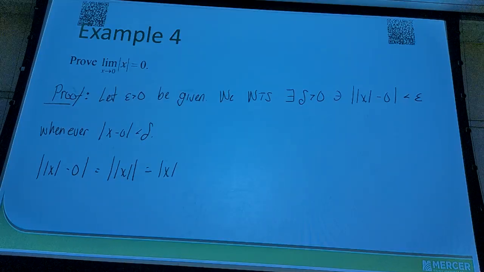Oh, look. That has to be less than delta. Absolute value of x minus 0 is less than delta. So in this case, we just have to take delta to be epsilon, and we're done. Easy.